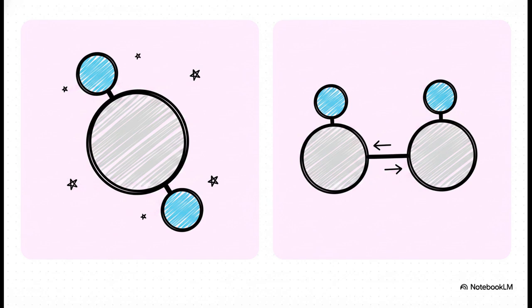First, we have geminal dihalides. Think of the zodiac sign Gemini, meaning twins. In this case, both halogen twins are attached to the exact same carbon atom. Then we have vicinal dihalides. The word vicinal implies vicinity or neighbors. So here the halogens are attached to adjacent side-by-side carbon atoms. So remember, gem means same, vic means neighboring.